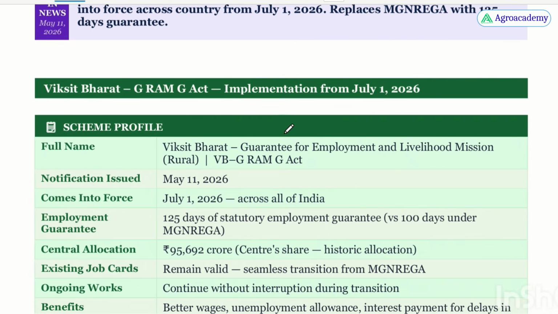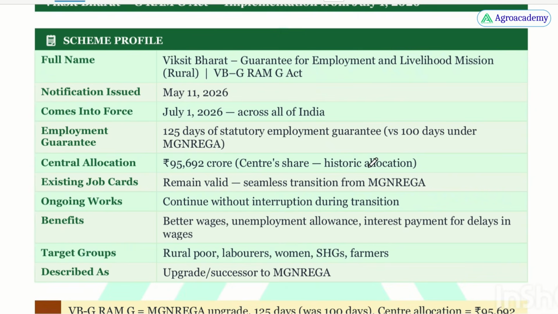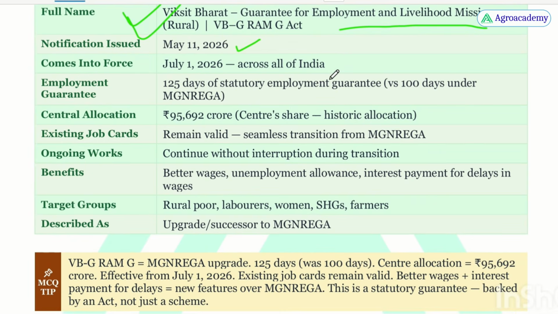Next comes the Viksit Bharat G RAM G Act. It is the successor of the MG NREGA scheme, that is, the Mahatma Gandhi National Rural Employment Guarantee Scheme. But now the name has been changed and it has been modified to the Viksit Bharat Guarantee for Employment and Livelihood Mission Act. Notification has been issued on May 11 and this will come into force from July 1st, 2026.